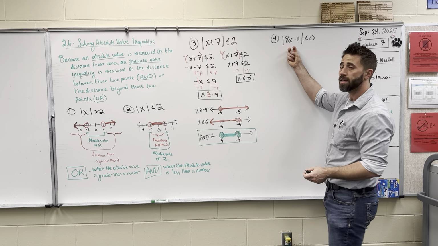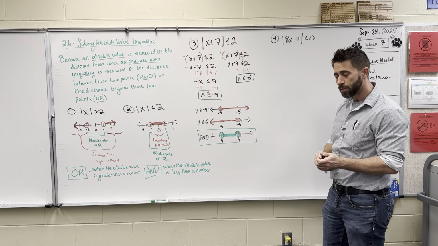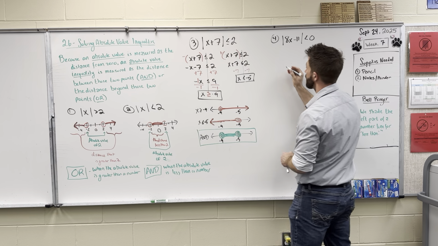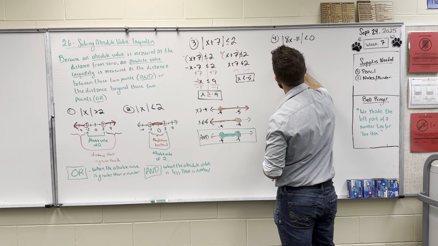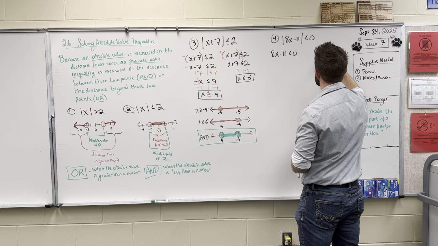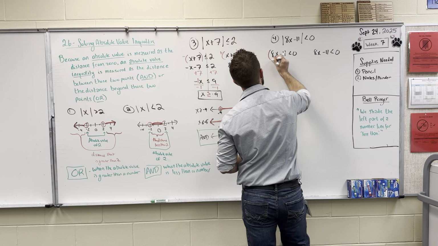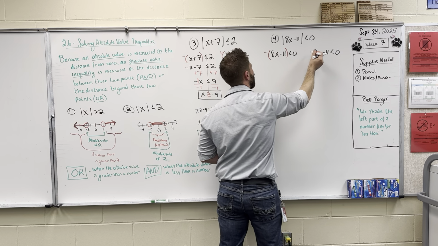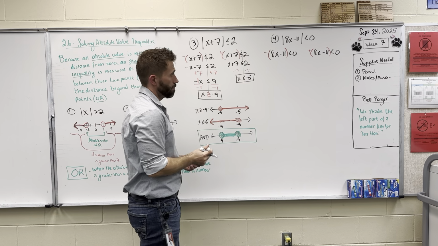Okay. Locate the absolute value brackets. Isolate them. Done. Duplicate. When you duplicate, those absolute value brackets disappear because we're accounting for the left and right direction. So I have 8x minus 11 equals 0. 8x minus 11 is less than 0. So I can get rid of the brackets by accounting for the left and the right direction. Okay, let's solve it.